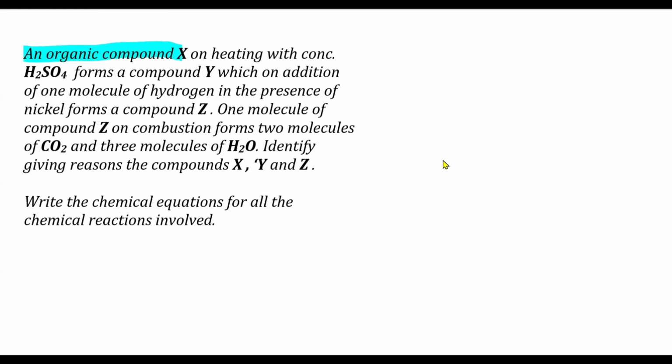In this question, it says an organic compound X on heating with concentrated H2SO4 forms Y, which on addition of one molecule of hydrogen in the presence of nickel forms Z. So I think you must have got the hint over here that whatever that organic compound is, on heating with highly concentrated acid gives Y. So clearly it's dehydration of alcohol. So that is C2H5OH in the presence of hot concentrated sulfuric acid, right? Results to give what? Ethene. So this is ethene here.